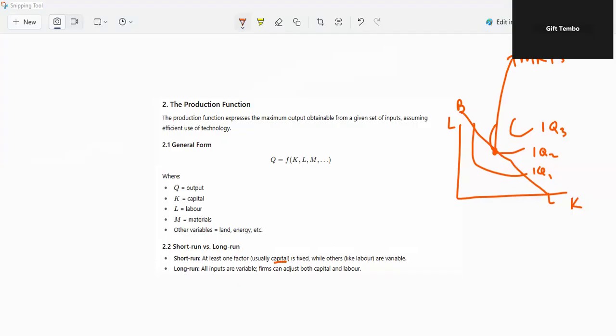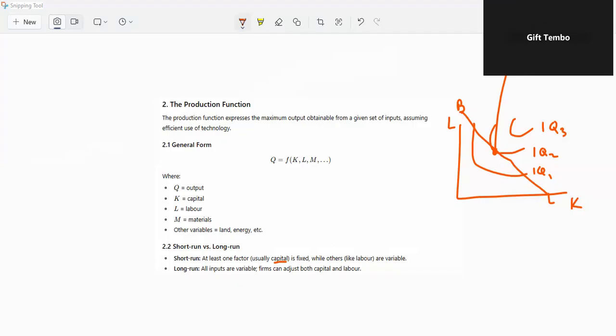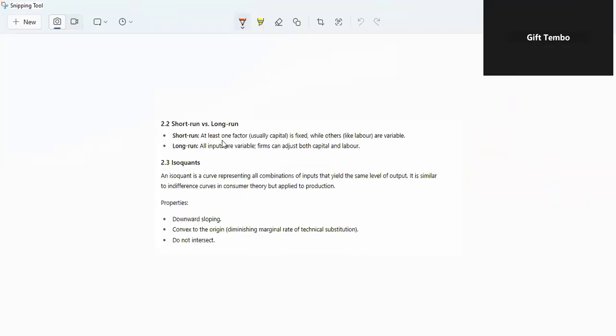There are three stages of production that we're going to look at: the first stage, the second stage, and the third stage. Before I explain these three stages, I'll go back to say that in the long run all inputs are variable, while in the short run only one input is fixed. Isoquants are lines joining points. The properties are that they're downward sloping, convex to the origin, and they don't intersect. Those are the key properties if asked.